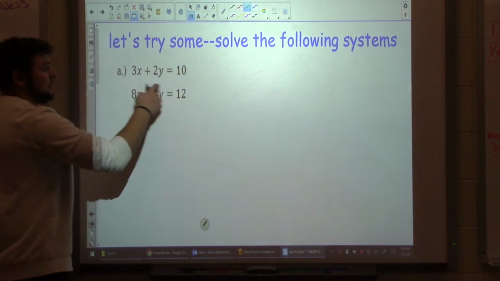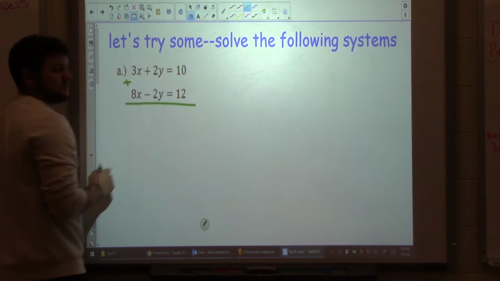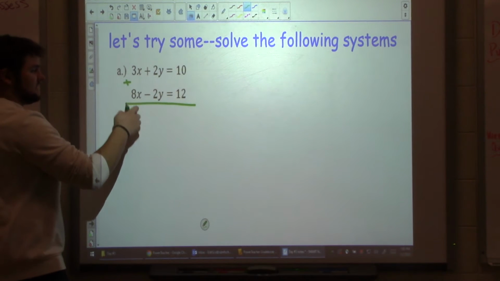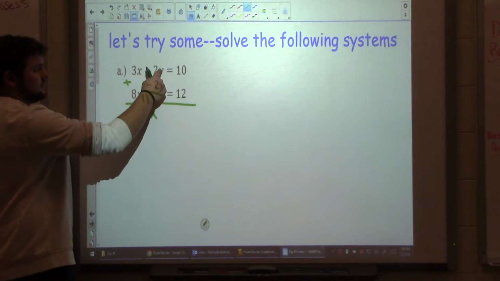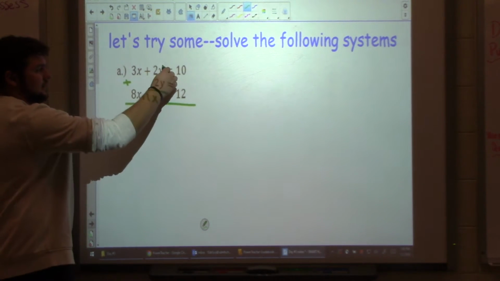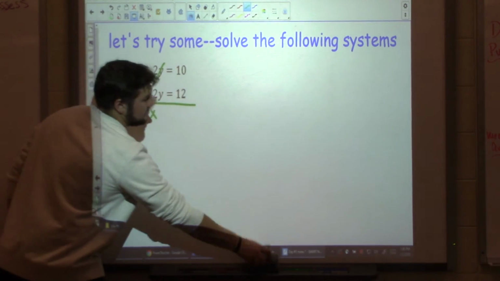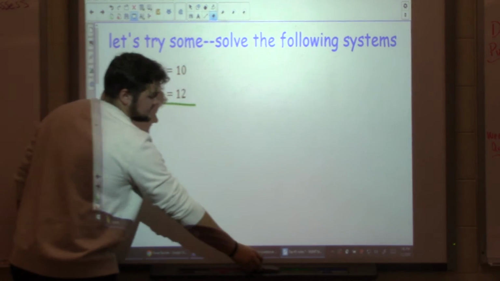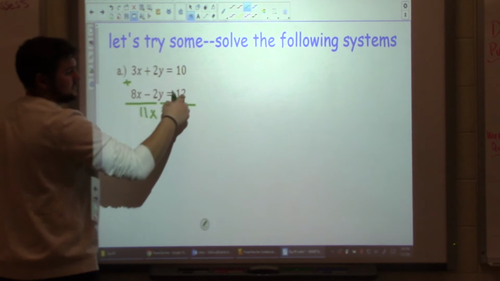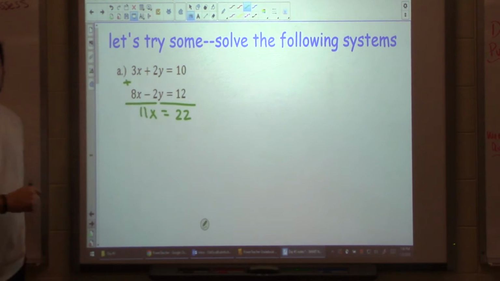So I'm going to do that. I'm going to get rid of my y's. I'm going to add my equations. 3x plus 8x is 11x. 2y plus negative 2y cancels out. I don't want to write that because I'm going to put some back in there later. But they cancel. Equals 10 plus 12 is 22.